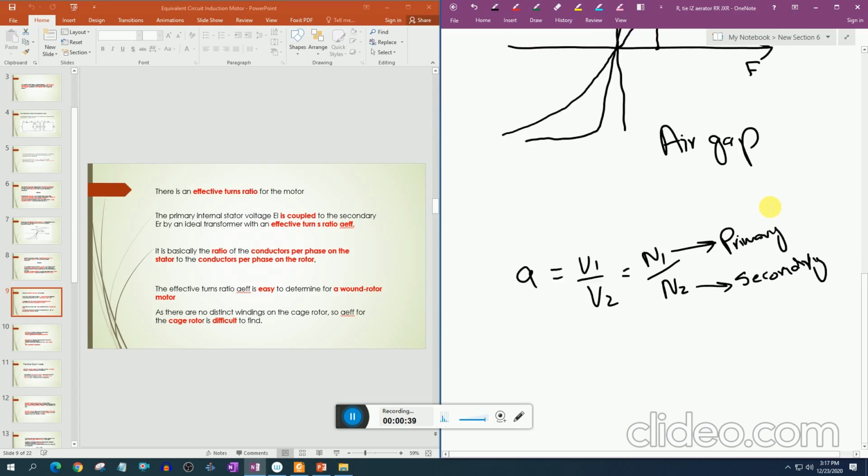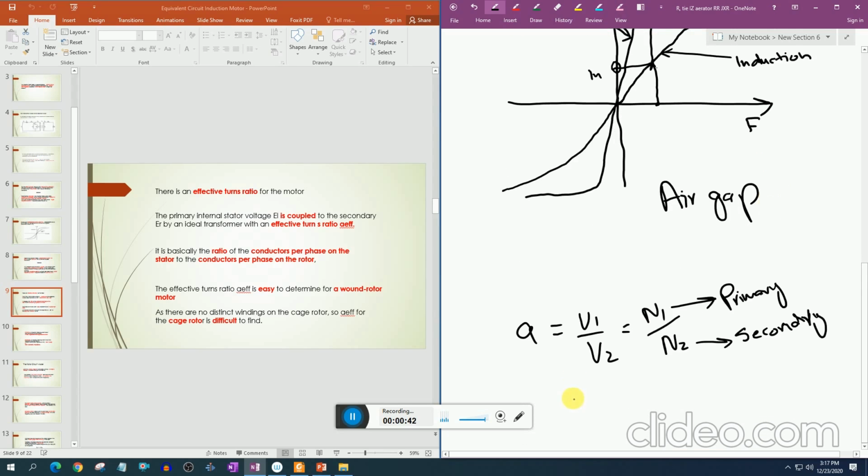Whereas the effective turns ratio aeff in the induction motor is defined as the ratio of the conductors per phase on the stator to the conductors per phase on the rotor. But as we know, in the wound rotor motor, the winding takes place on the rotor. So in a wound rotor motor, the effective turns ratio calculation is easy, whereas in the cage rotor motor, the effective turns ratio calculation is a little bit difficult.